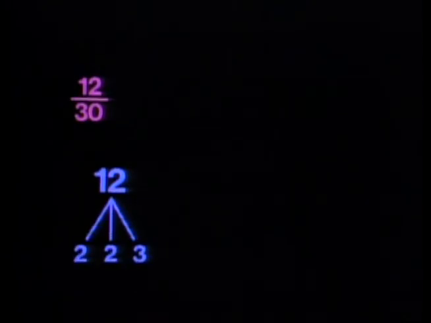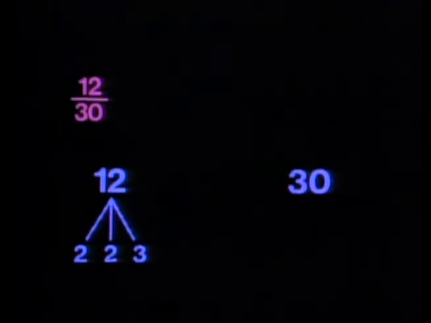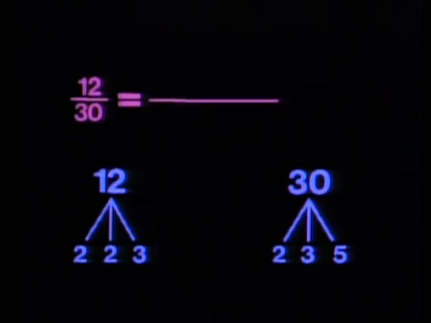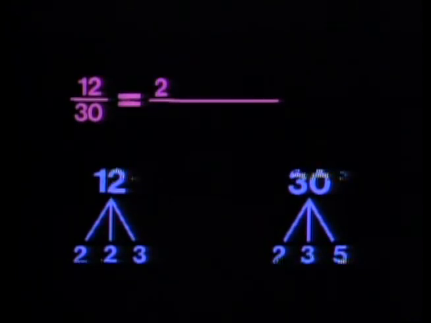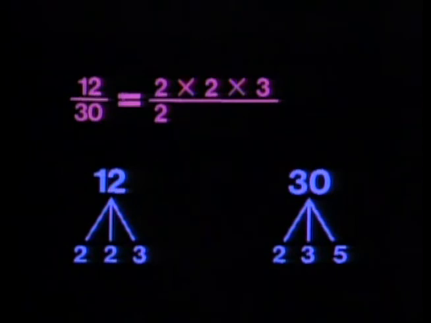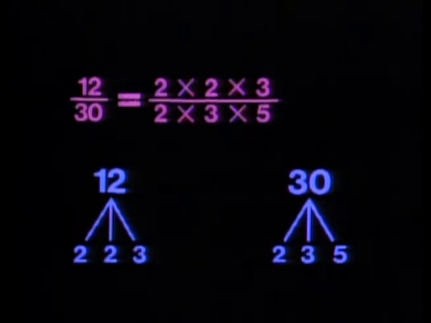For example, since 12 equals 2 times 2 times 3, and 30 equals 2 times 3 times 5, we can write 12/30ths as 2 times 2 times 3 over 2 times 3 times 5. This immediately shows us that we can divide through by 2.